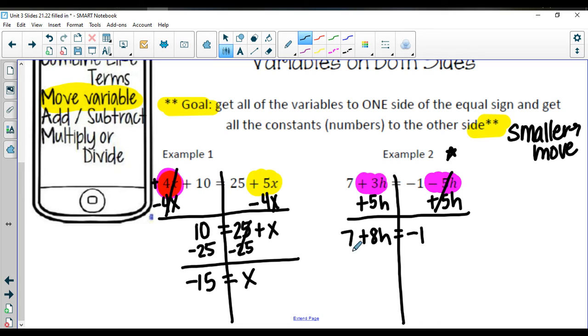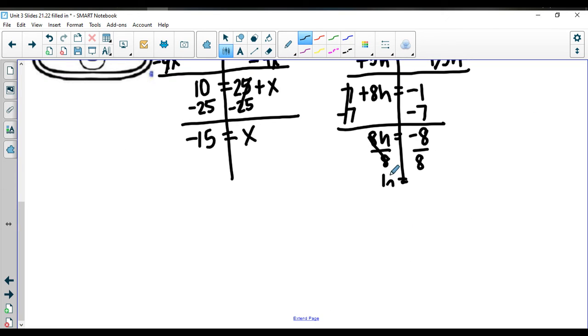I'm trying to do this as a two-step equation now. So this is one of those rule buster ones where the constant's out front. So I'm going to subtract that 7 because he's a positive right now. And we get 8h equals a negative 8. And I'm going to go ahead and divide through by 8. That leaves me with 1h, which is what I'm trying to get because I want the variable all by itself. H is equal to negative 1.